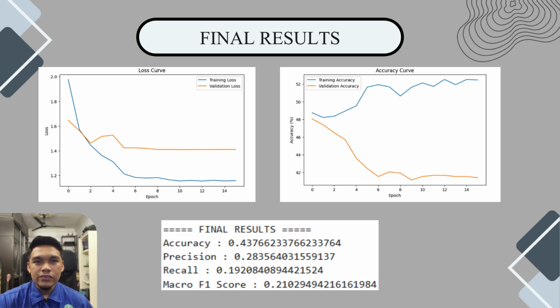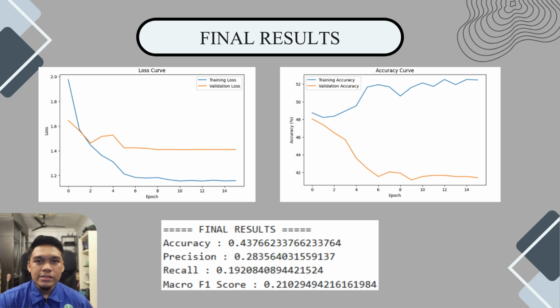Firstly, the graph on the left shows the loss curve during the training process. It can be observed that the training loss continuously decreased, indicating that the model successfully learned the facial features from the training dataset. However, the validation loss started to stabilize and fluctuate after several epochs, which suggests the occurrence of overfitting.